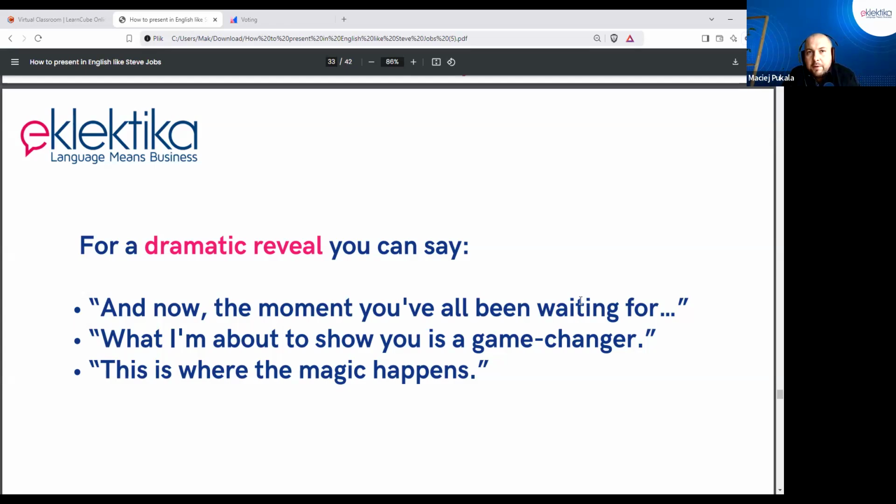right? Because it really does depend on the type of presentation you're making. If you would like to make an impact, this is one of the things that you can do. Of course, this is only one little portion of what the world of presentation actually beholds. There are quite a lot of things to discover there. And a nice phrase like, "This is where the magic happens," for example.